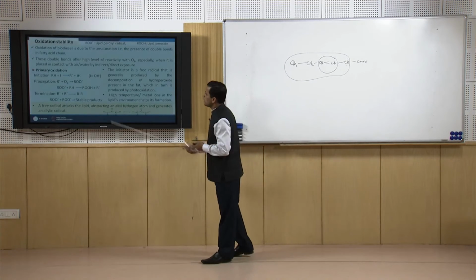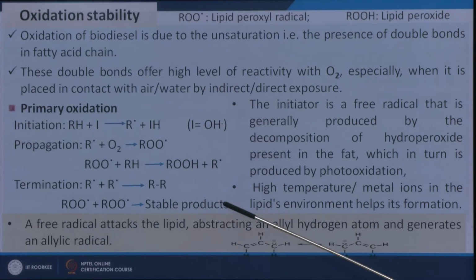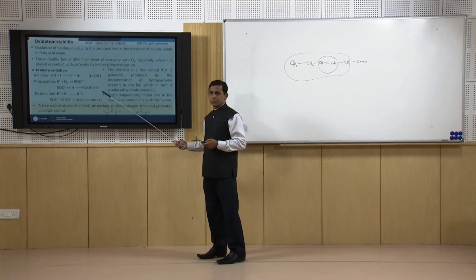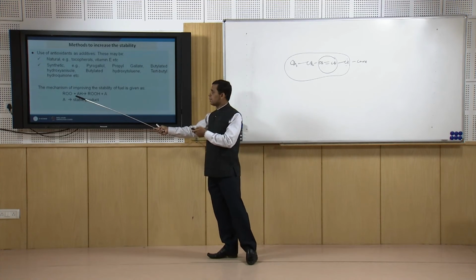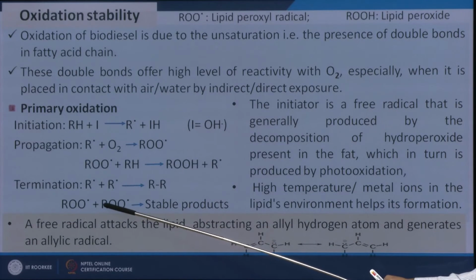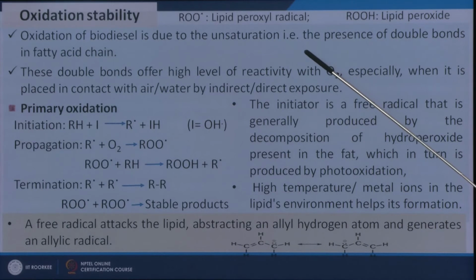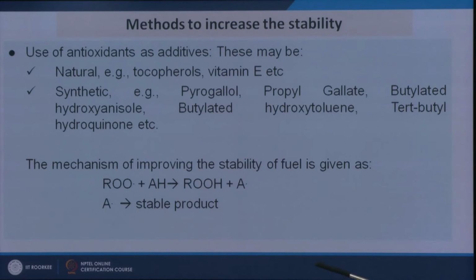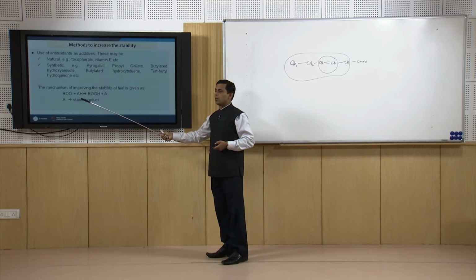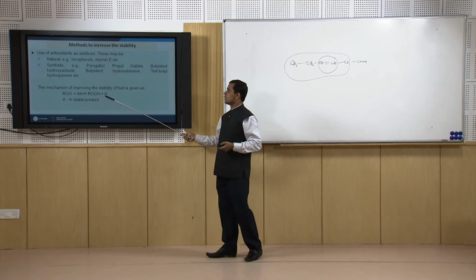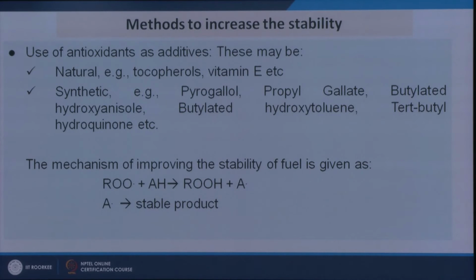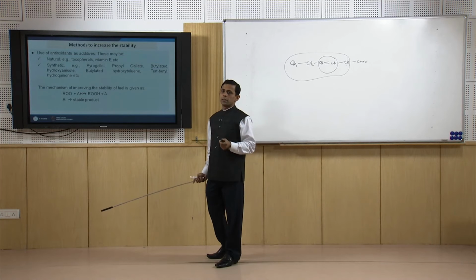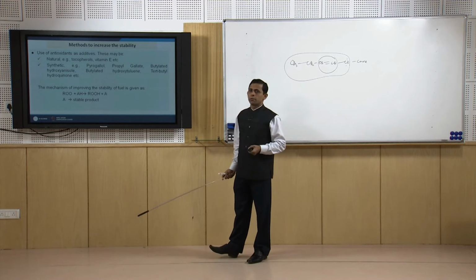When we are producing ROH here, R dot is again remaining. So, if we use some chemicals that can produce a stable radical or stable moiety as mentioned here: the ROO dot which is produced here, the lipid peroxide radical, can react with AH, some chemical or antioxidant, to form ROH plus A dot. A dot is a stable product. If A dot is stable, then the further reaction will not proceed. So, the biodiesel degradation will not take place, and the stability will be retained.